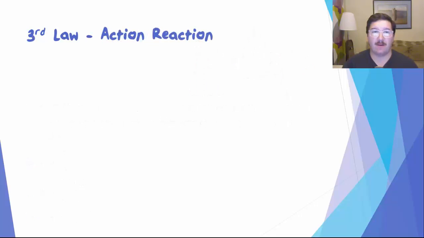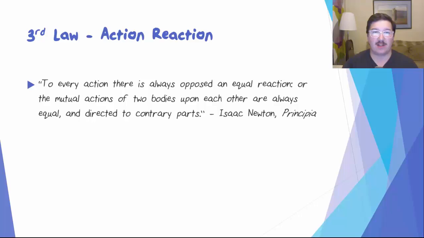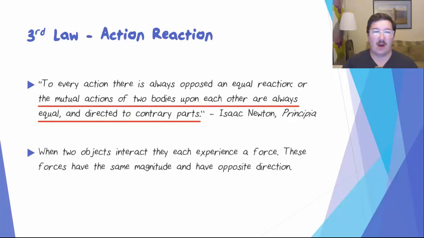Now let's take a look at Newton's third law, action-reaction. Newton writes, "To every action there is always opposed an equal reaction, or the mutual actions of two bodies upon each other are always equal, and directed to contrary parts." What we care about is this second part. What Newton is saying is that when two objects interact, they each experience a force. These forces have the same magnitude, and they have opposite direction.